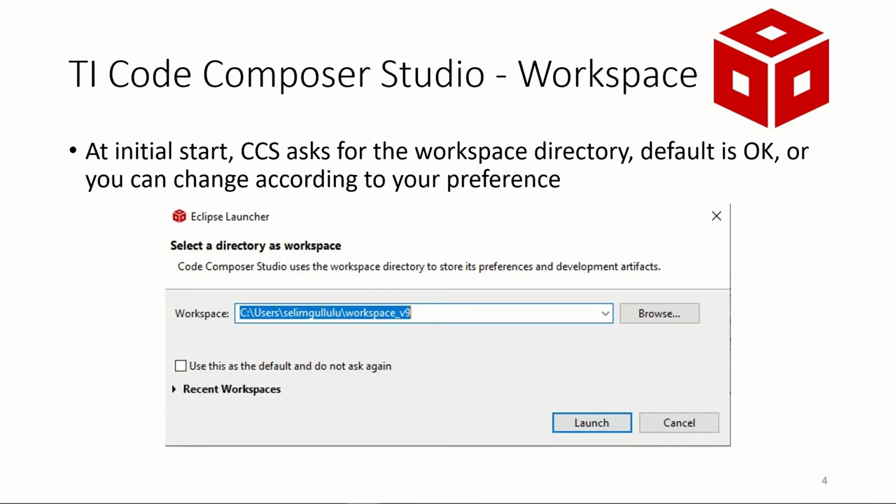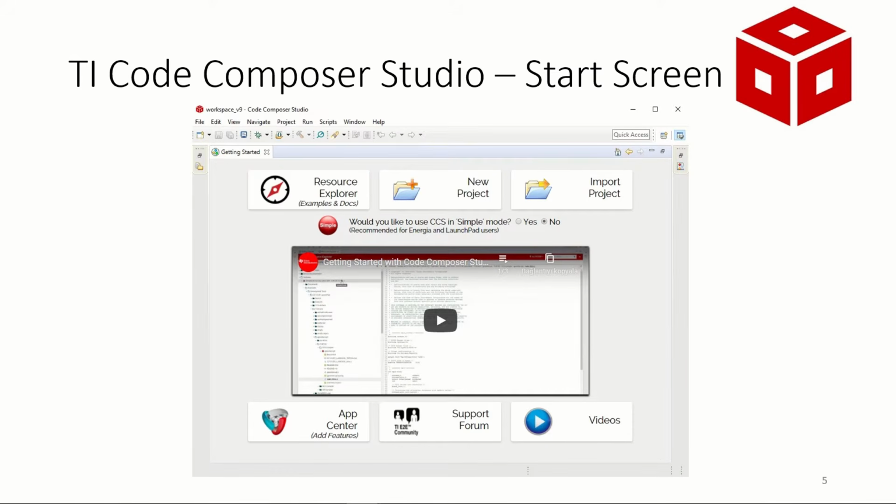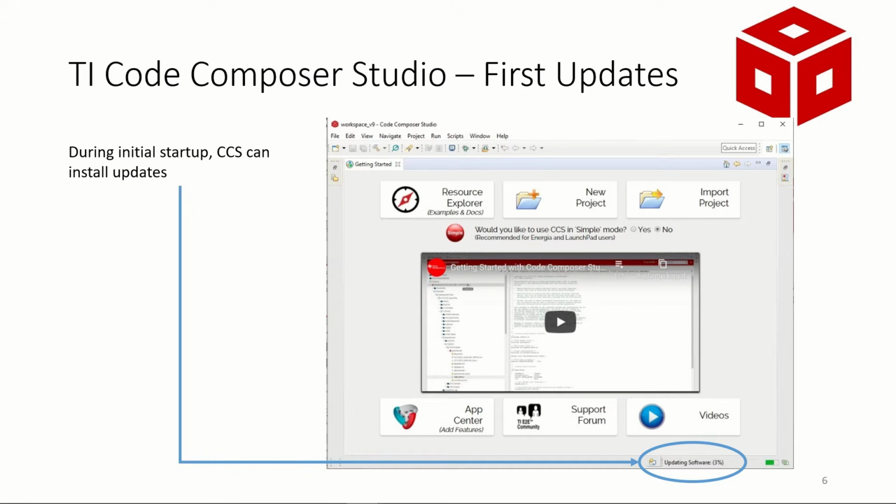At first start, CCS asks for the workspace directory. Default is OK, or you can change it according to your preference. This will be the start screen that you will get. Here you can watch informative videos and look up resources. During the first startup, CCS can update the software. Also, after connecting the Launchpad, it can update the firmware as well.